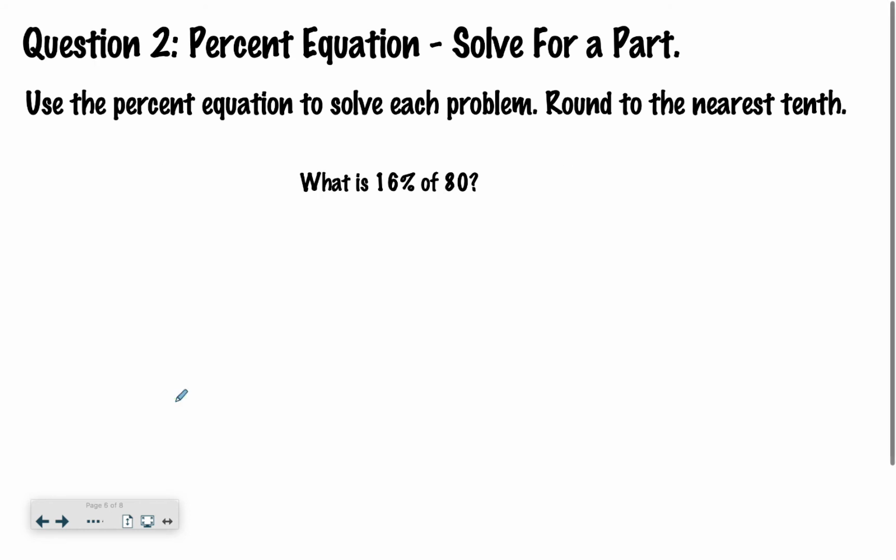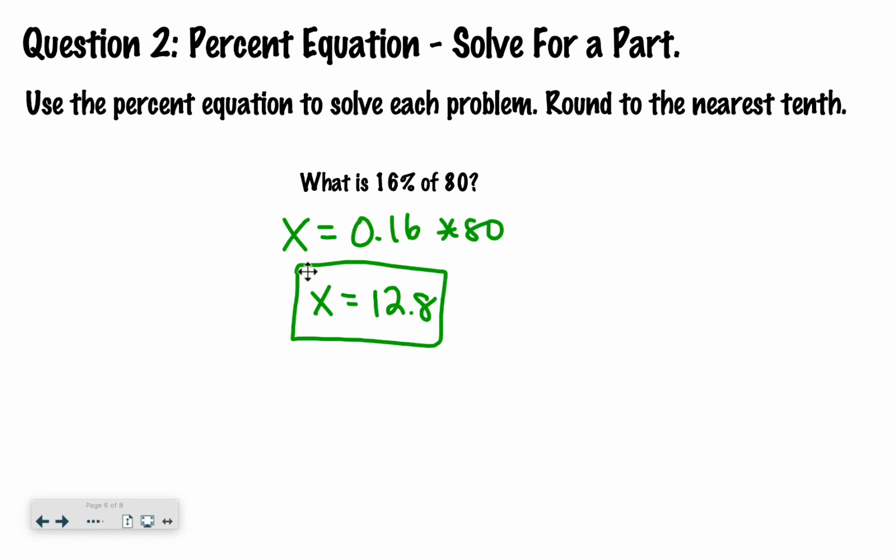All right, now, why don't you go ahead and figure out what is 16% of 80 and make sure you round to the nearest tenth, because you guys are better at following directions than I am. Good luck. All right, for this problem, hopefully you said 0.16. You converted your 16% to 0.16 times 80 was 12.8.